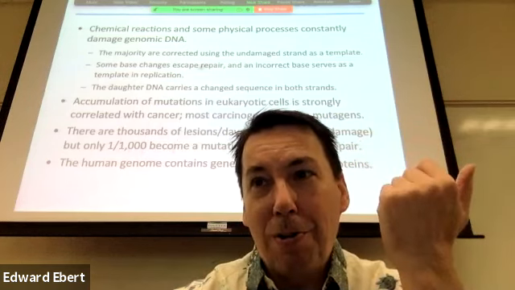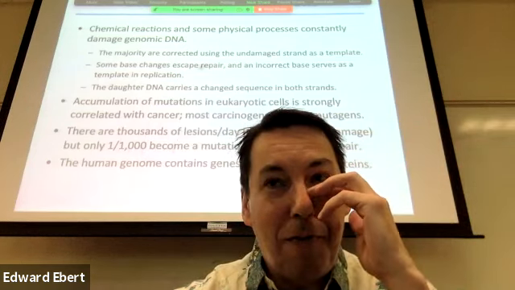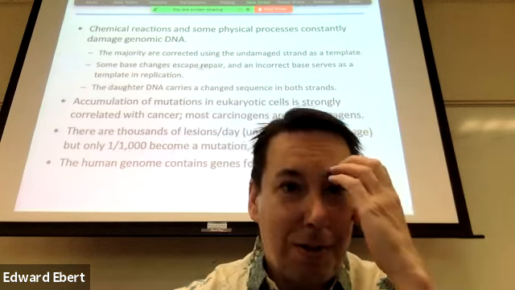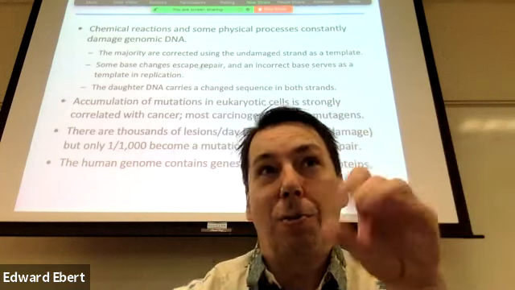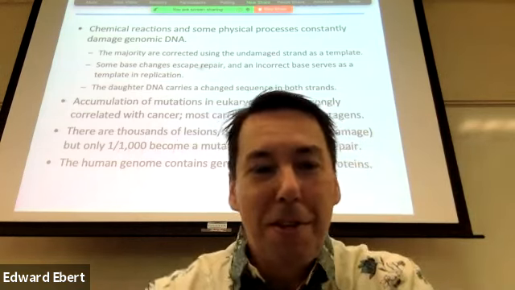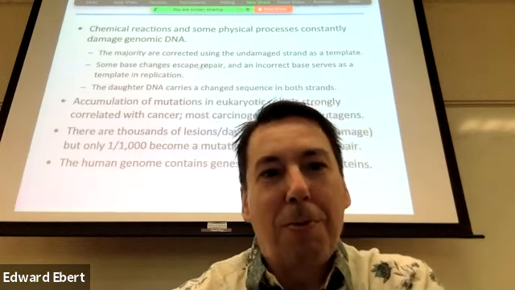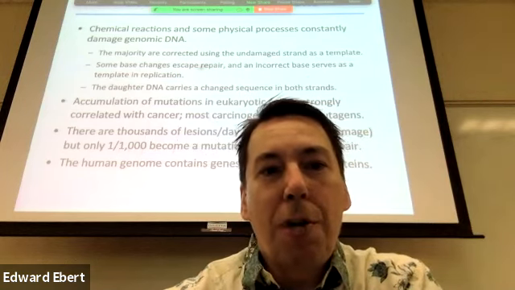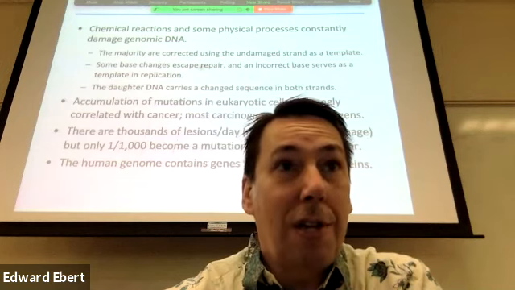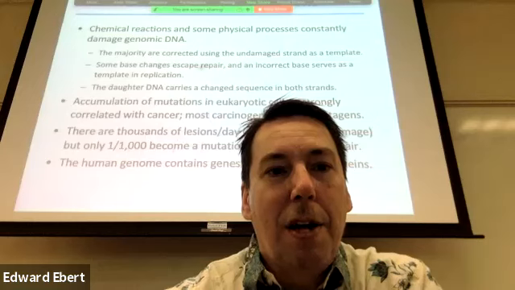1 or 2 or 3 errors, not too bad. But if you have 1,000 errors, then how do you repair that much damage? It's kind of like you break a window, you can replace a window. You knock out a wall, you're like, oh crap, how are we going to fix that? Blow the roof off or something. So the majority of damage, mutations, or errors are corrected using the undamaged strand as a template.